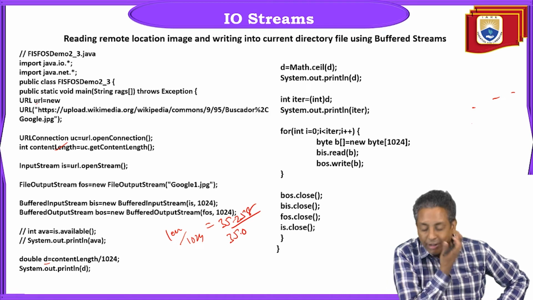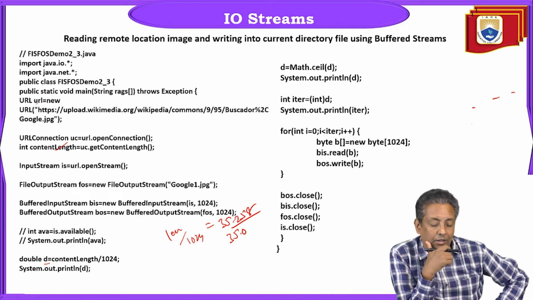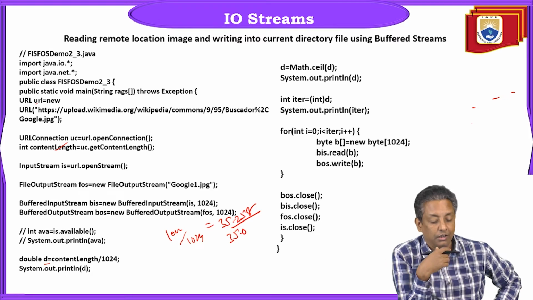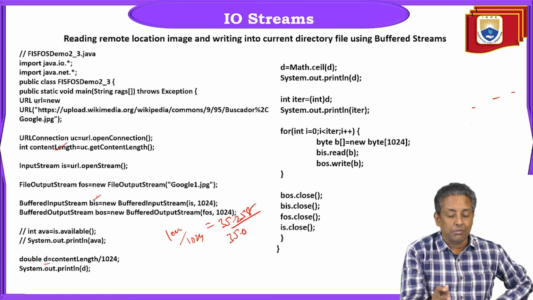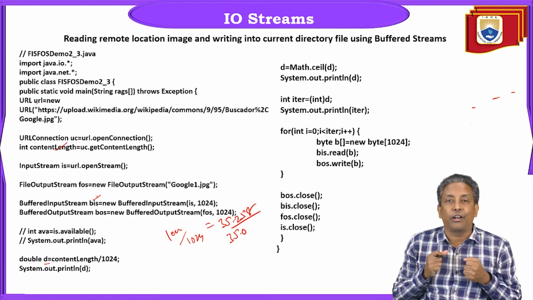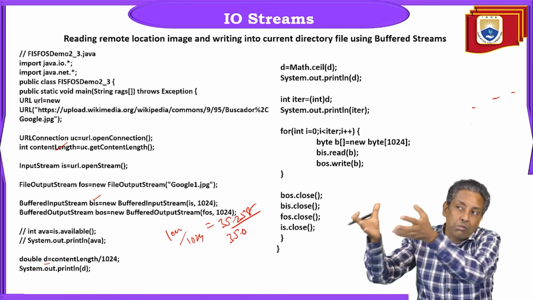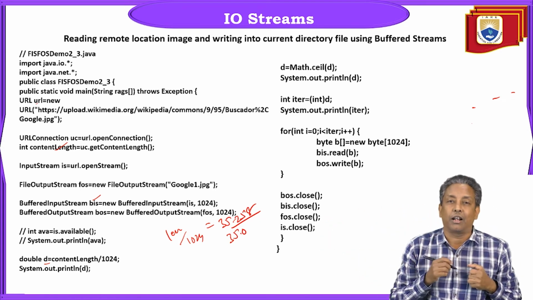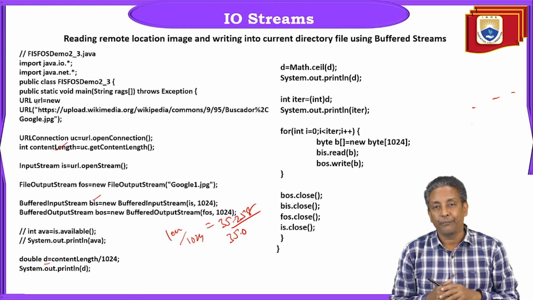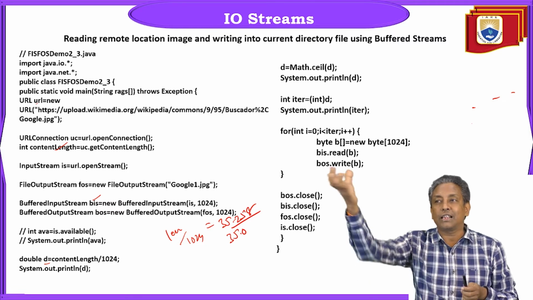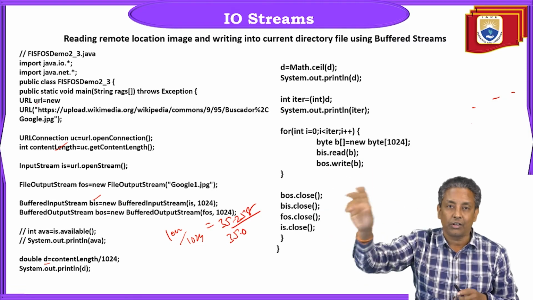Why are we finding the length and dividing by 1024? Because one BufferedInputStream read operation can read 1024 bytes of data. But how many 1024-byte chunks need to be read from the file? That we don't know. That all depends on the size of the file, and for that we need to find out the length of the file.